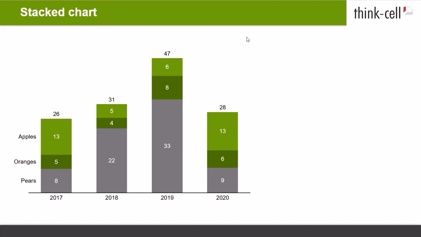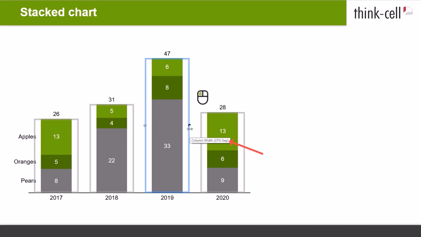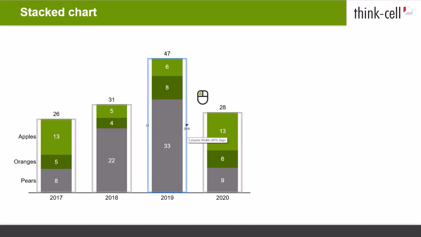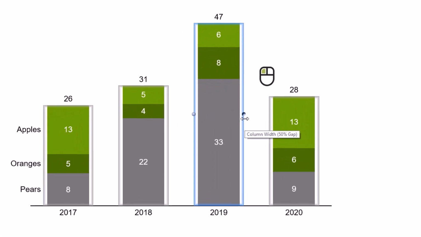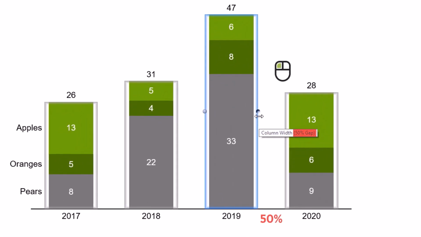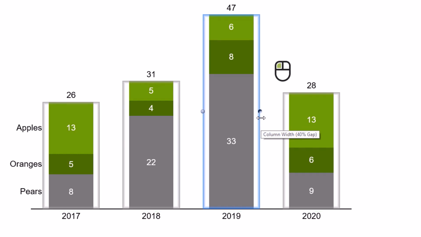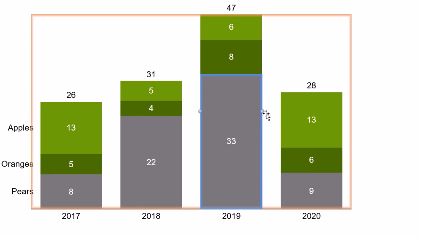You may also adjust the width of the columns or bars in your chart. Click on a segment and drag one of the handles that appear. While dragging, a tooltip shows the resulting gap. The gap width is displayed as a percentage of the column width. A value of 50%, for instance, means that each gap is half as wide as a column. Release the mouse button when you are satisfied with the column width.